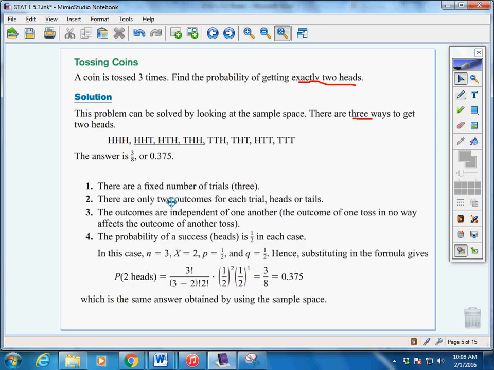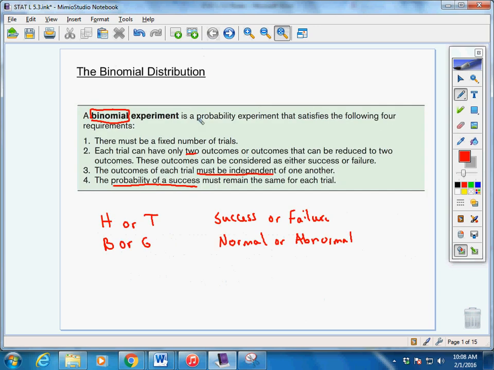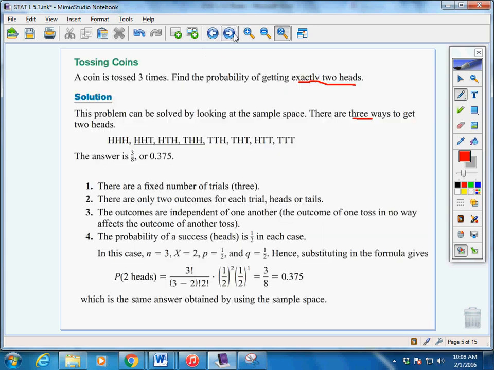Let's look and see why this worked, why this is a binomial experiment. There are a fixed number of trials, 3. There are only 2 outcomes for each trial, heads or tails. And this is all going back to what makes a binomial experiment. I'm showing you right now that this one works. The outcomes are independent of each other. Whatever you toss the first time doesn't affect the second toss. And the probability of success is 1/2. You have 2 outcomes, one of them is heads.